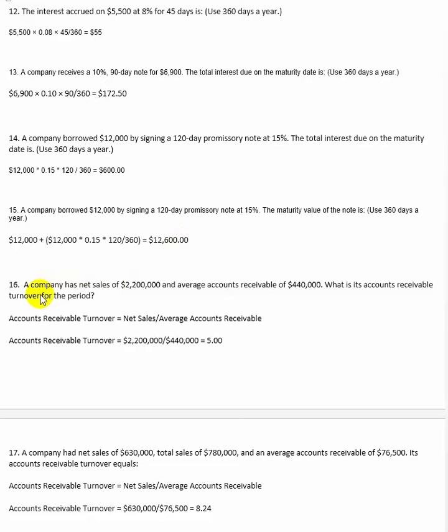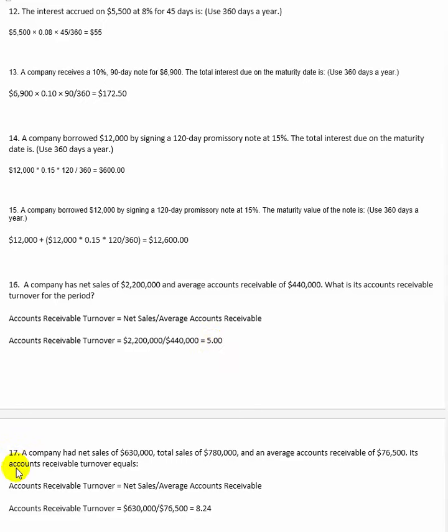Number 16. Company had net sales of $2,200,000 and average accounts receivable of $440,000. What is the accounts receivable turnover for the period? Accounts receivable turnover is going to equal net sales divided by average accounts receivable, which would be $2,200,000 divided by $440,000, which equals 5. Higher is better. You want to turn your receivables over as fast as you can.